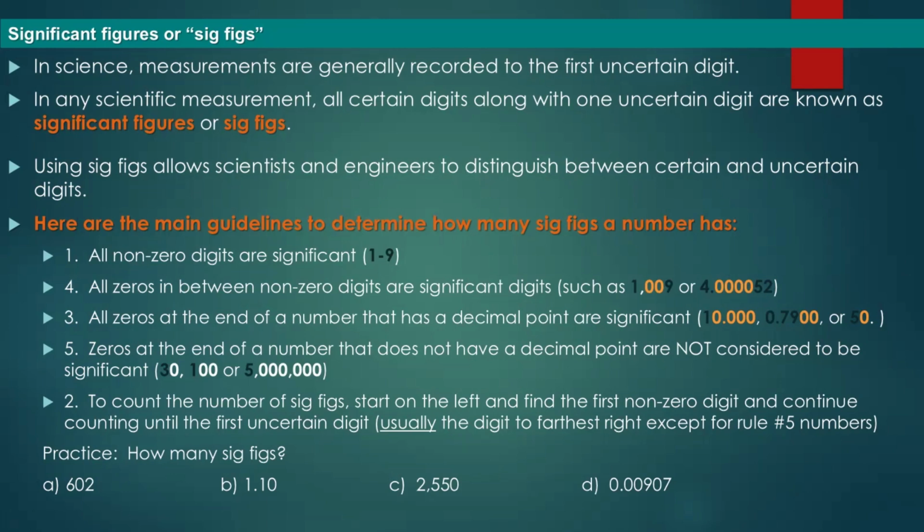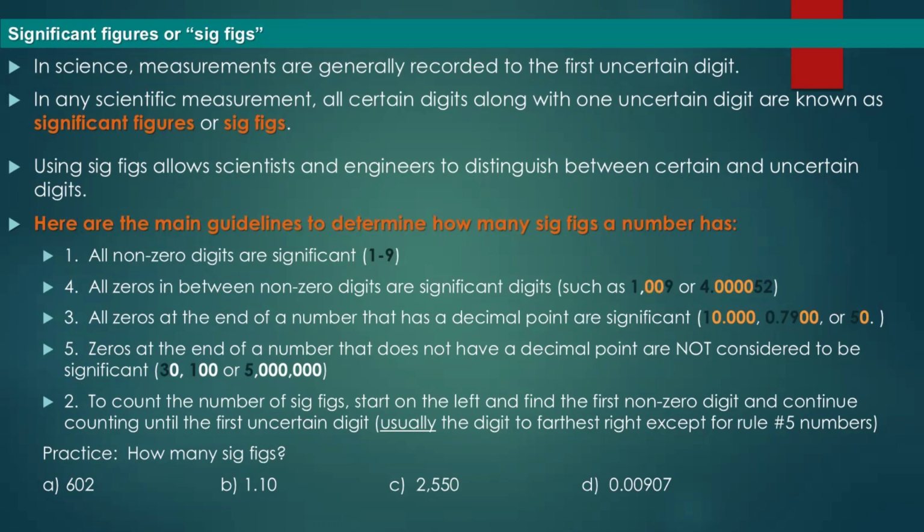So here are the main guidelines to determine how many sig figs a number has. Now, your book numbered these, and I think it's easier to learn them in a little bit different order. So I kept the numbers that they said, but I've reordered them. So that's why it's 1, 4, 3, 5, 2. So number one's the easiest rule. All non-zero digits are significant. So if you see a 1, 2, 3, 4, 5, 6, 7, 8, or 9, it's a significant digit.